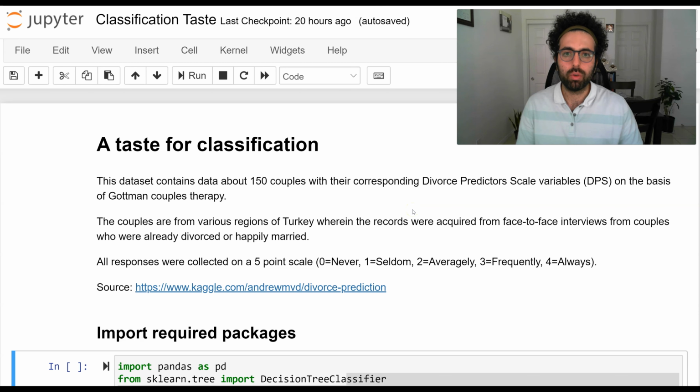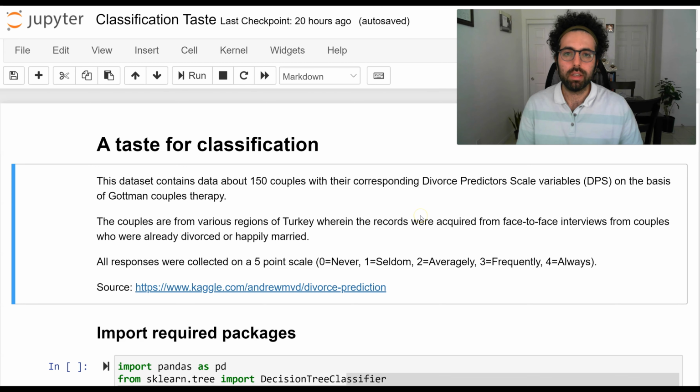Okay, so let's come to our Jupyter Notebook and get introduced to the data set we're going to be using. The data set we are using to showcase a classification algorithm problem is a data set of couples with information on whether they got divorced or not, and their answers to a set of questions. Basically we want to see if we can find a model that, based on the questions these couples have answered, can predict if they're going to get divorced or not in the future. A pretty interesting case study.